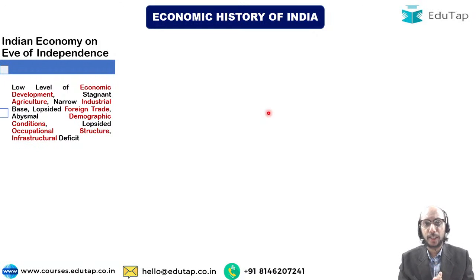Abysmal demographic conditions: you look at any indicator, you look at life expectancy, you look at literacy, you look at the body mass index, if the data is available, you look at absolutely any indicator that is available, and you will see that the status of our population, the standard of living of our population, was pretty low. Lopsided occupation structure is something that I've already explained to you. More than 80% of people were dependent on agriculture. That is a lot of people dependent on agriculture. There was hardly any industrial sector.